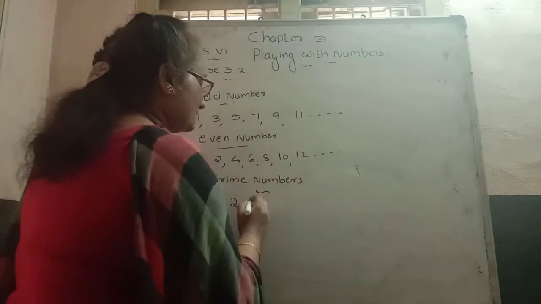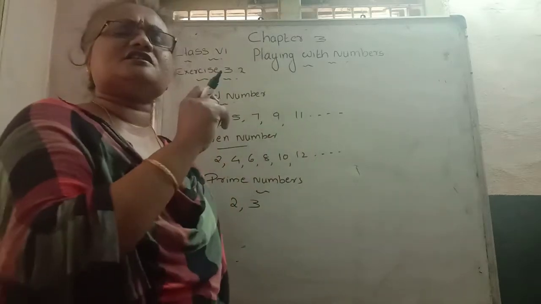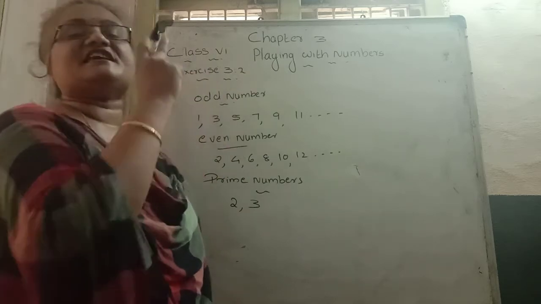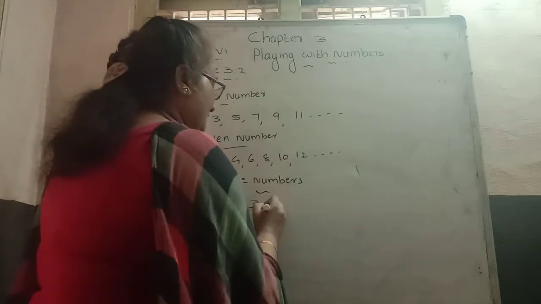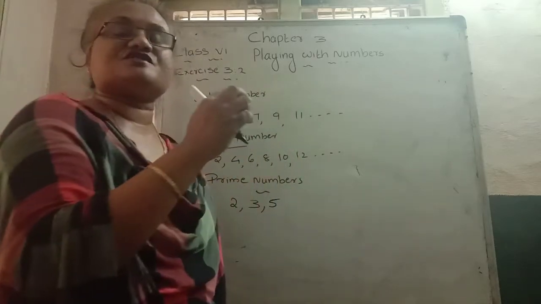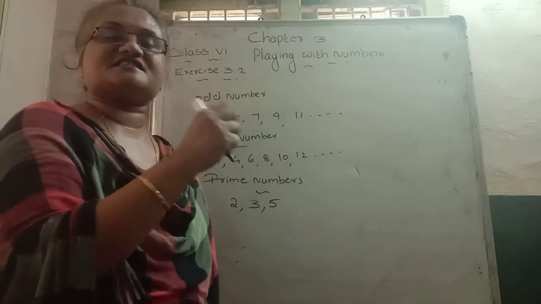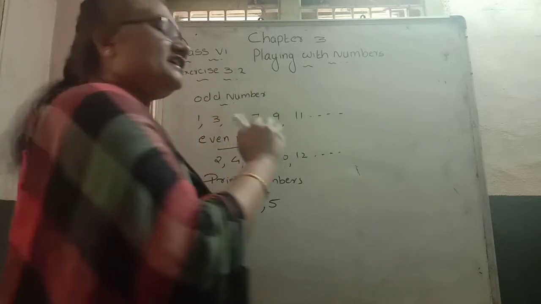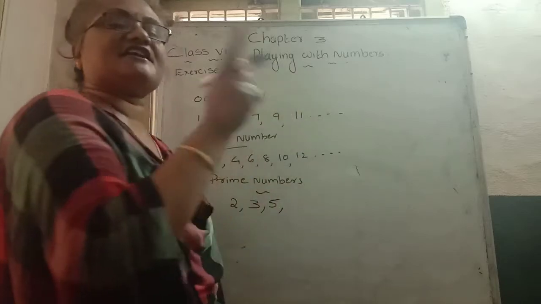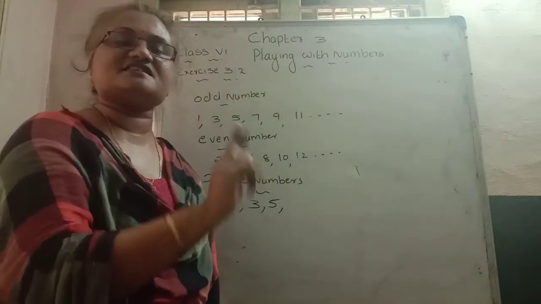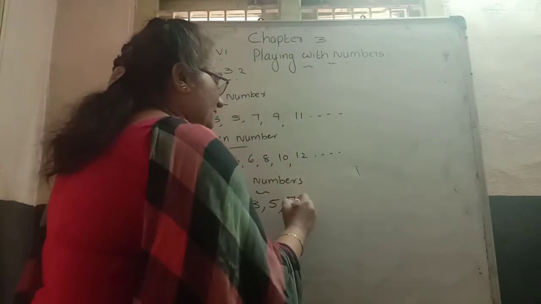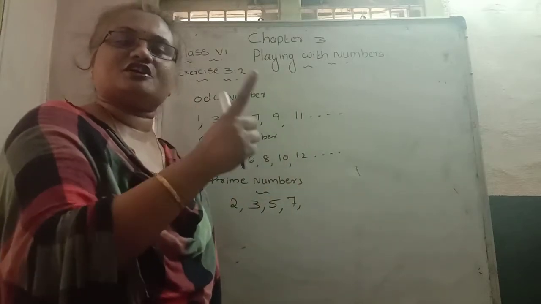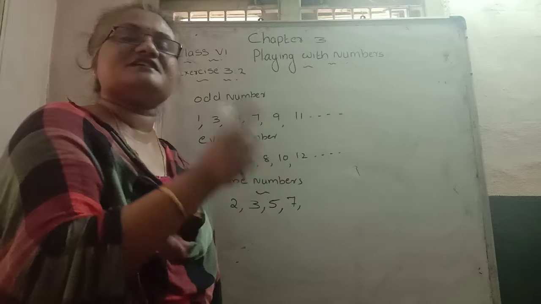The next prime number is 3. In which tables does 3 come as an answer? 1 table and 3 table. The next prime number is 5. 1 into 5 equals 5, 5 into 1 equals 5. So only in the 1 table and 5 table does 5 come as an answer. The next prime number is 7: 1 into 7 equals 7, 7 into 1 equals 7.